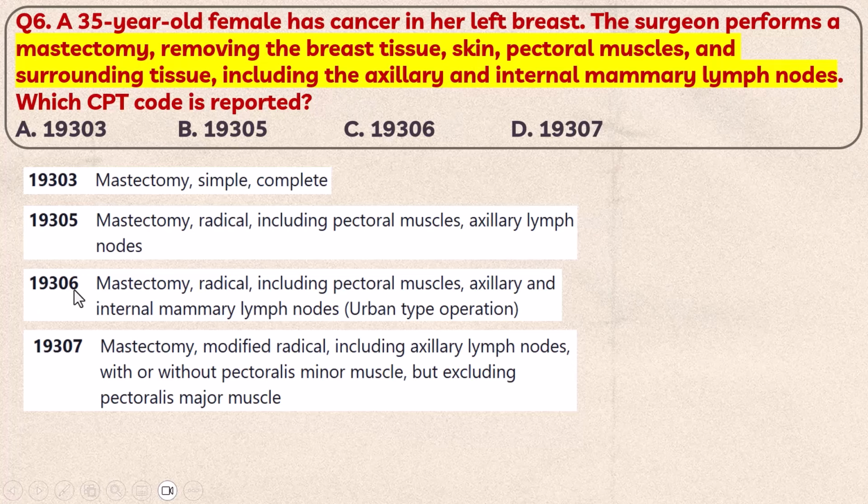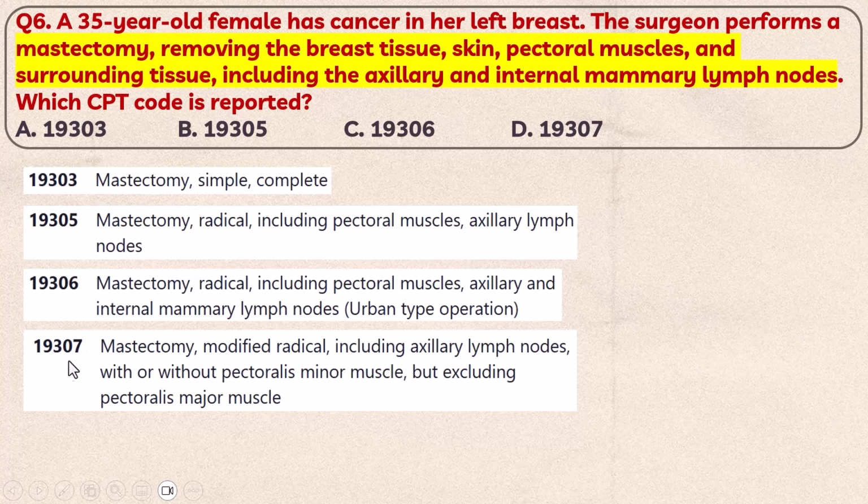When you look at the other answer, 19,306 is mastectomy, radical, including pectoral muscle, axillary and internal mammary nodes. So this is exactly matching the procedure here. Removing breast tissue, skin, pectoral muscles and surrounding tissue, including axillary and internal mammary lymph.